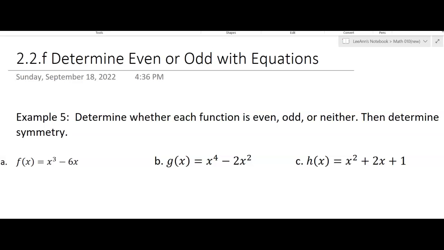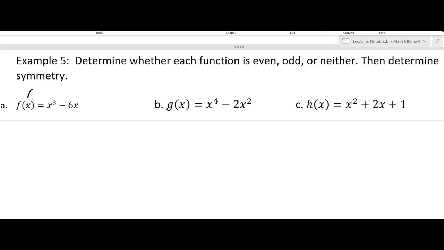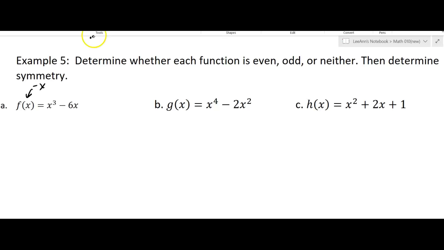So now we're going to determine if these equations are even or odd using our test for evenness and oddness with the equations. So it's always the opposite of x that we're putting in. Okay, so f of the opposite of x is going to equal the opposite of x cubed minus 6 times the opposite of x. So you get negative x cubed plus 6x. Now the thing with this is it's obviously not even because it's not the same thing that we started with.